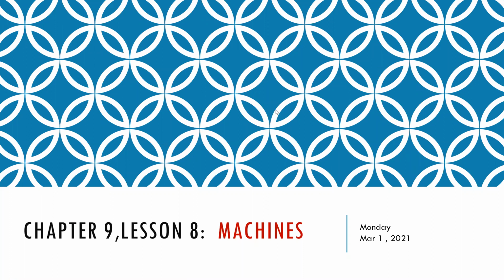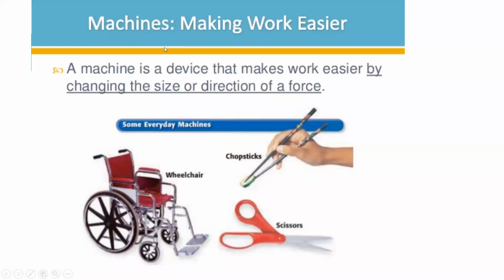What are machines? A machine is a device that makes work easier. The objective of using machines is to make the work easier. I can apply less force over the same distance, or apply the same force over a different distance. So the machine makes work easier. How does it make the work easier? By changing the size or the direction of a force. Size and direction.